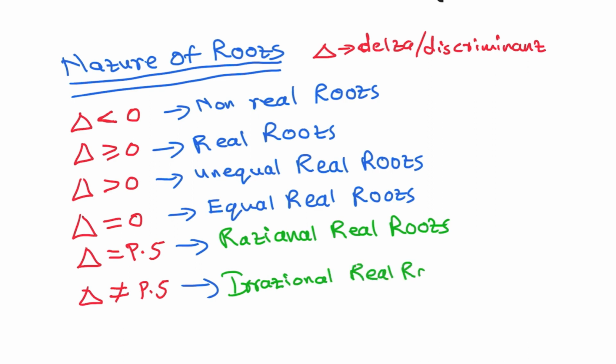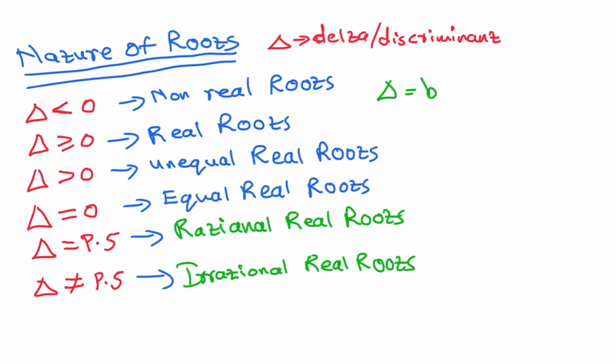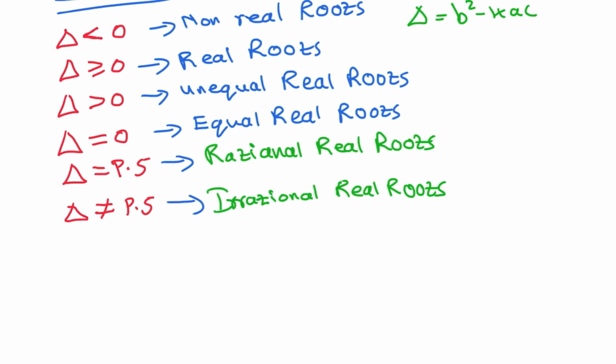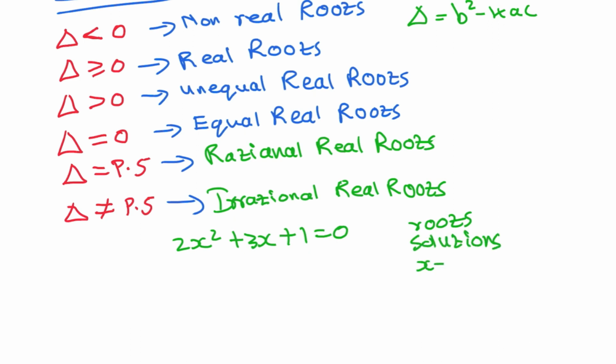real roots. So now I want to explain what this delta is on an equation. Let me give you an example. Remember, we said delta is exactly b squared minus 4ac on any quadratic equation. Given, for example, 2x squared plus 3x plus 1 equals 0. Roots are solutions. What are solutions? Solutions are x values. After solving for x, the values of x are what we call roots. These are the same things.